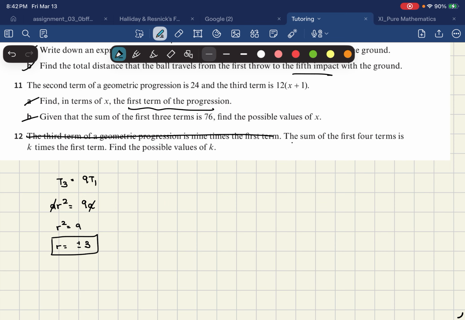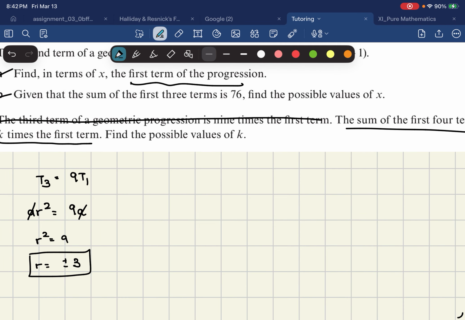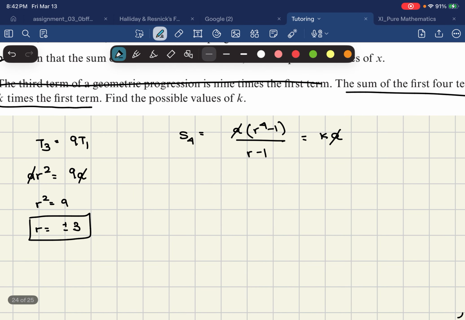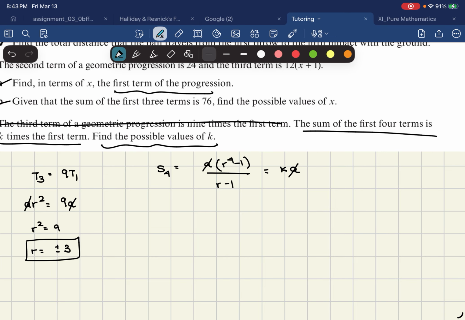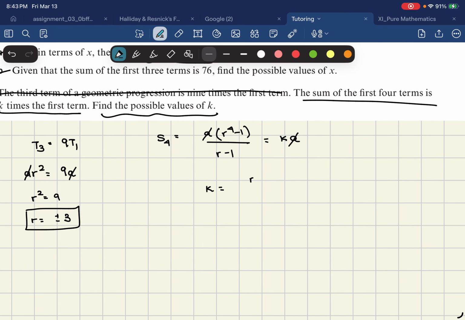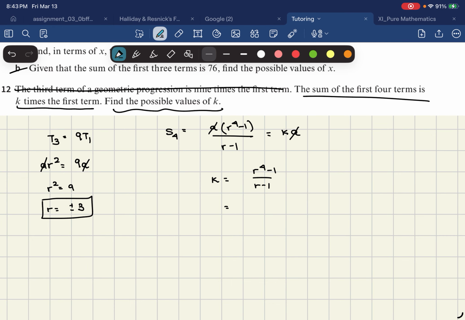The sum of the first 4 terms is k times the first term. So how do we express the sum of the first 4 terms? Well, that is just a times r to the power of 4 minus 1 over r minus 1, right? That is equal to k times a. And remember, the a's cancel out again. So it says, find the possible values of k. So k is just r to the power of 4 minus 1 over r minus 1.